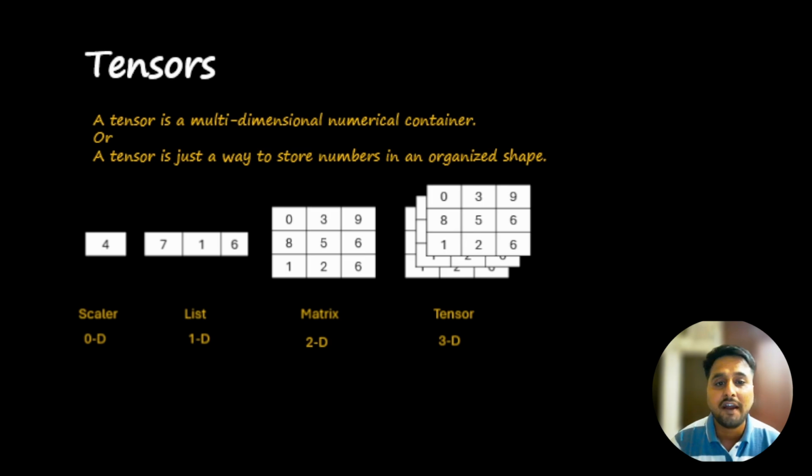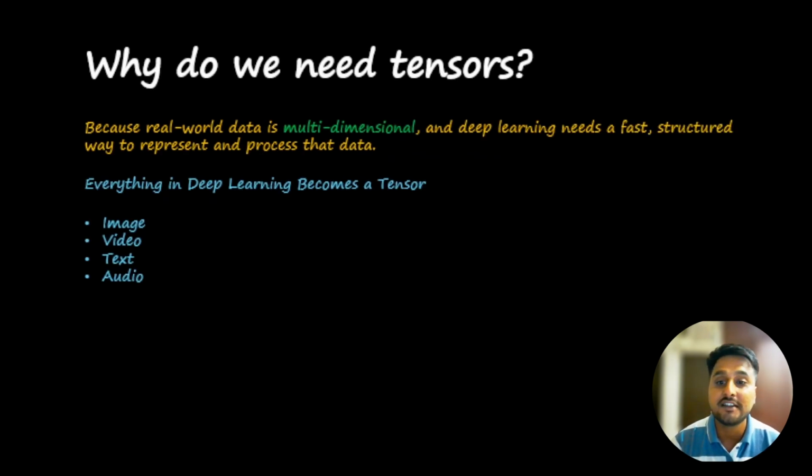Now, why do we need tensors? What is the reason that researchers came up with this idea of tensors? The reason is simple. Real world data is multi-dimensional. A photo is not just one number, it is thousands of pixels in a grid. A video adds time. Audio has frequency and time. Deep learning needs a fast, structured way to represent and process that data. So tensors provide that structure. This is the main reason.